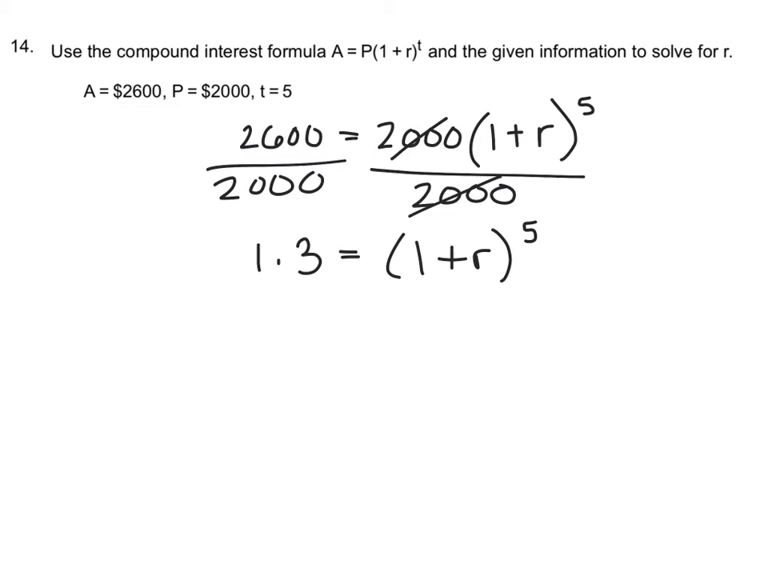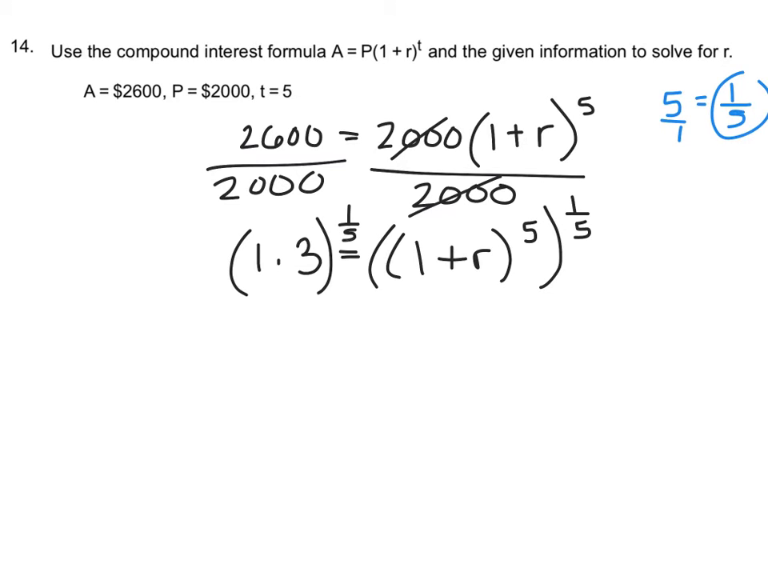Now I want to get rid of the 5 in the exponent position. So I'm going to raise both sides by the reciprocal of 5. The reciprocal of 5 is just that number flipped. So 5 is really 5 over 1. If I flip it, I get 1 over 5. So the reciprocal is 1/5. I'm going to raise both sides to the 1/5 power.